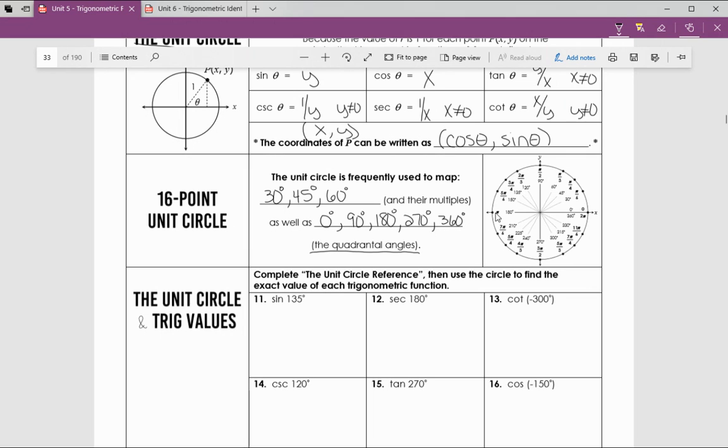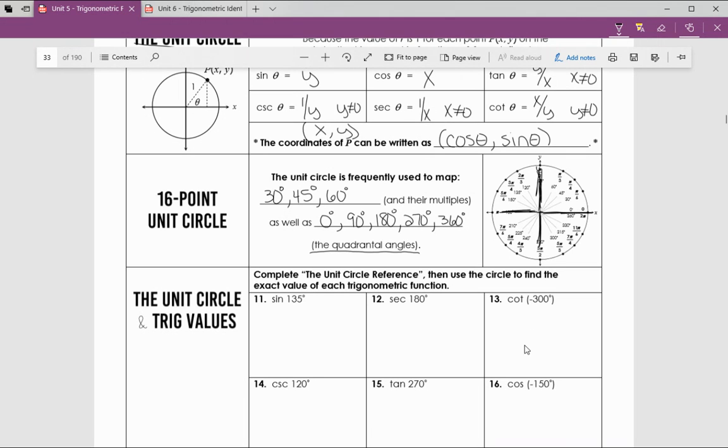But notice each one of these angles stops. This is why they're called quadrantal angles, because they stop at 90, they stop at 180, they stop at 270. They stop on an axis. All the other angles are somewhere in between those axes. Does that make sense?